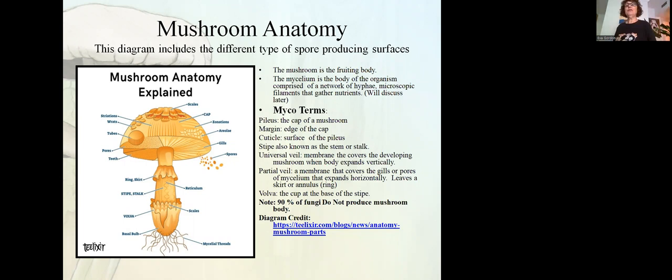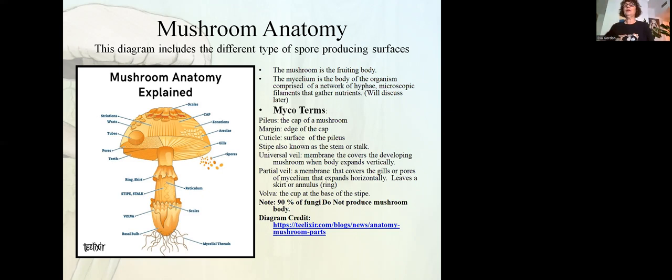So in the mycolingo, the pileus is the cap, the margin is the edge of the cap, and all these terms become important when you're trying to identify. But right now, if this is an introductory course, you don't want to take it too seriously and have to learn all these parts for now. But you will hear the term the universal veil. The universal veil in the mushroom is what covers a developing mushroom. That little primordia you saw was probably covered by a universal veil.